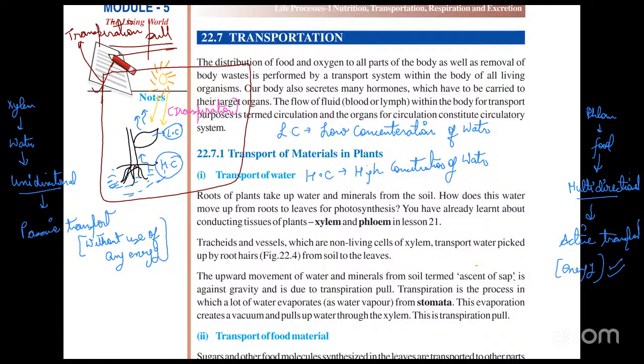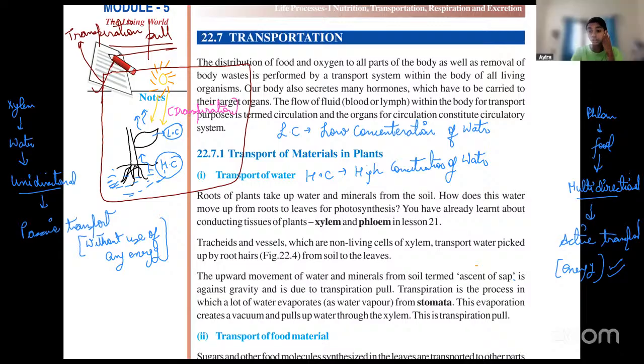What do you mean by stomata? Stomata are the small pores on the leaf which help them to respire. So through stomata only the water gets lost because of transpiration. They will ask you one question: explain how the transpiration pull occurs.